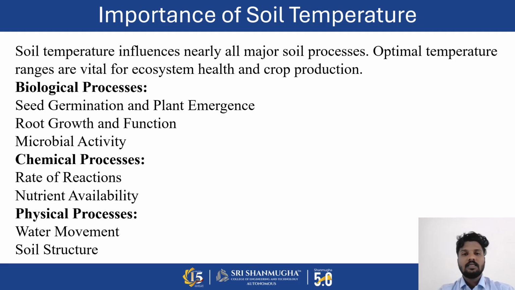Then the chemical process. In this process, the rate of chemical reactions, such as the dissolution of minerals and mineralization, increases as the temperature rises. So all reactions rise when the temperature rises. Then the second one is nutrient availability. Temperature affects the solubility and mobility of essential nutrients like phosphorus. So the temperature decides phosphorus movement in the soil.